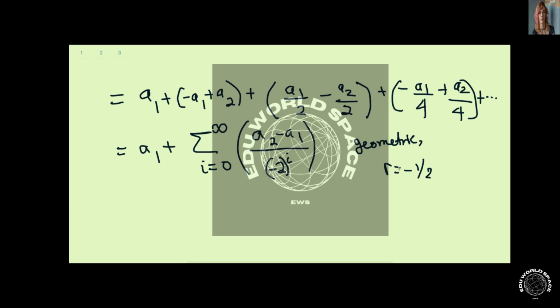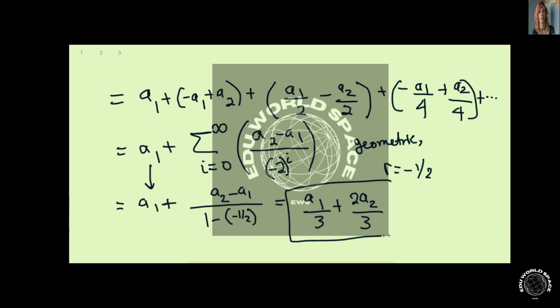So we know the formula for geometric series. So this term just comes down, A1. Then you would do the first term of the series by plugging in i equals 0. That's just A2 minus A1. And then you divide by 1 minus r. And then let's just go ahead and clean up this fraction, and we'll end up with A1 over 3 plus 2A2 all divided by 3. And that's our final answer for part B.